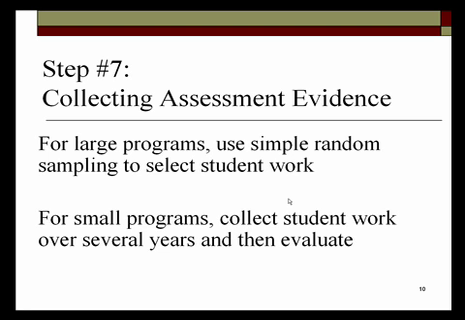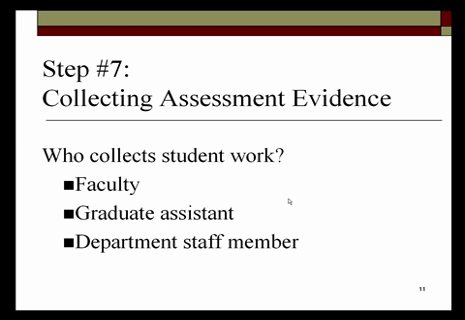What should we do if we have a lot of students? For large programs, use simple random sampling across all the applicable courses or sections to select student work that is relevant to the SLO being assessed. What about small programs with only a few students? For small programs, you can collect evidence of student work over several years and then evaluate it. For example, at the master's level, you might collect student theses for a 3-year period until you have enough for the SLO that's being assessed.